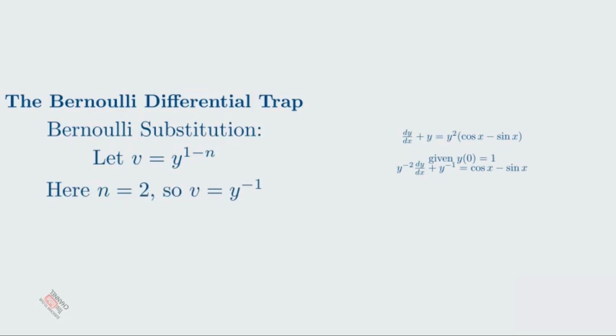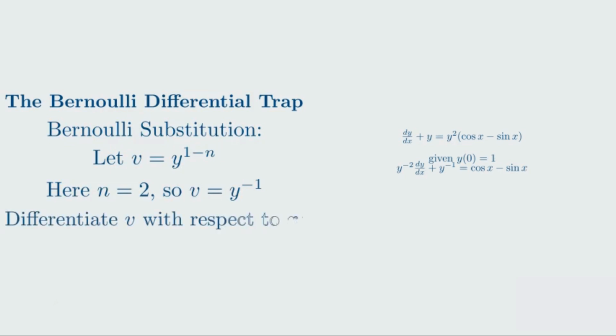To transform this Bernoulli equation into a linear one, our first step is to eliminate the y squared term on the right side. We do this by dividing the entire equation by y squared. This gives us y to the negative 2 times dy/dx plus y to the negative 1 equals cosine x minus sine x. Now we introduce a new variable, let's call it v. The standard substitution for a Bernoulli equation is to let v equal y to the power of 1 minus n, where n is the power of y on the right side. In our case, n is 2, so we set v equal to y to the negative 1.